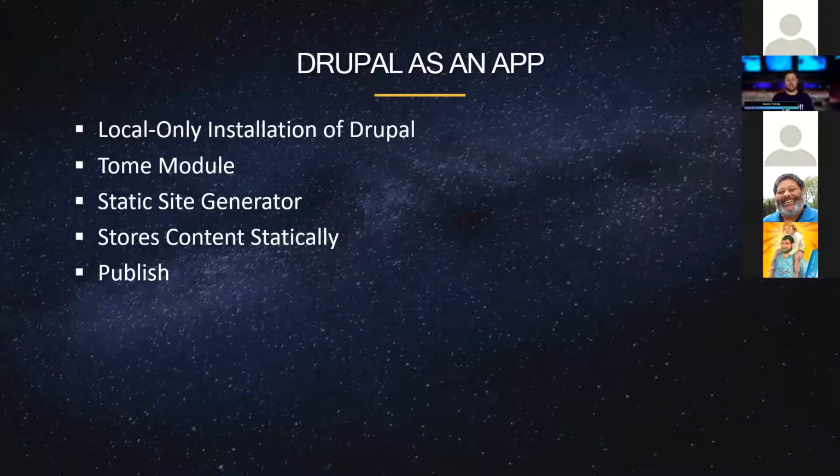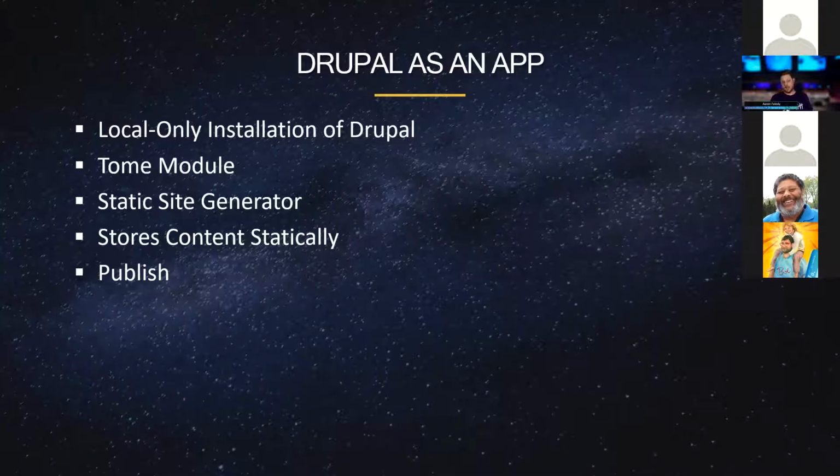So you get flat HTML output from your Drupal site. So we're running Drupal locally with Lando. And with Tome, you generate HTML, and you can just publish your HTML. And it also stores all of your content as static JSON. So you can commit all of your content to GitHub, or wherever you store your code. So all of your content, all of your config exists as flat files that you can download.